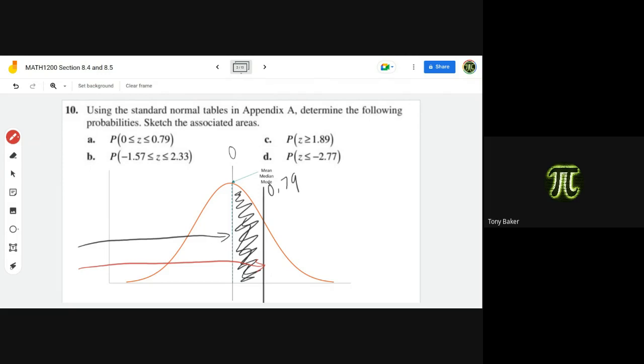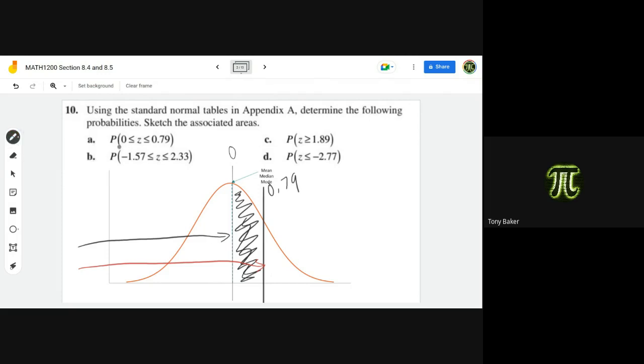Everybody have their z-table? Anybody not get one last class? Okay. You're welcome. I have a few left. And save one just for him.